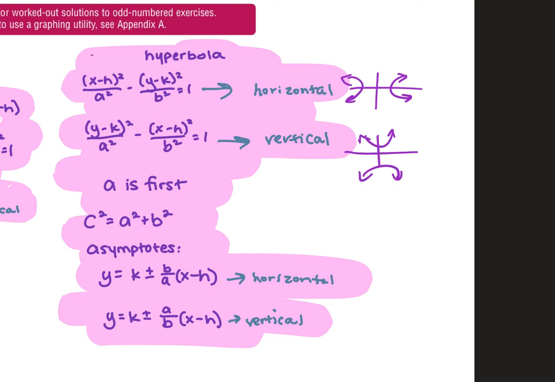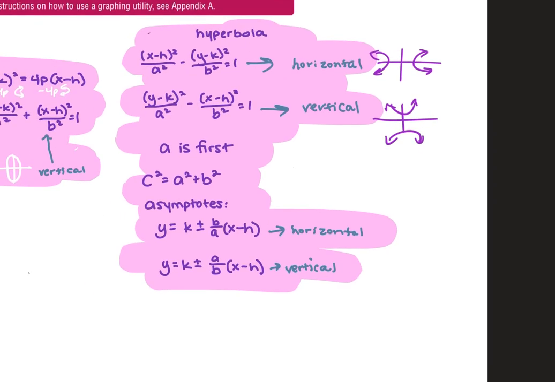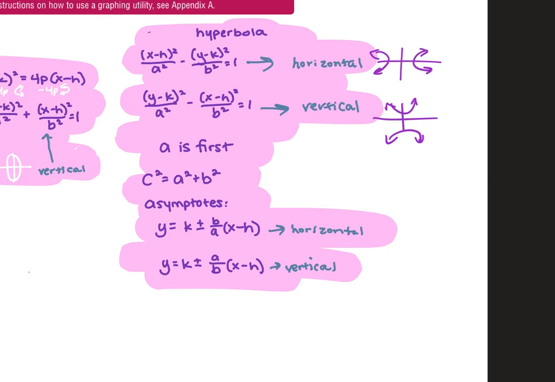A, again, A is first this time. Then c squared equals a squared plus b squared. And the asymptotes, if it's horizontal, y equals k plus or minus b over a times x minus h. And if it's vertical, y equals k plus or minus a over b times x minus h. So the only difference there is the a over b and the b over a.